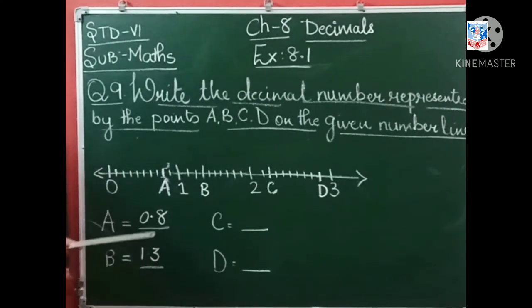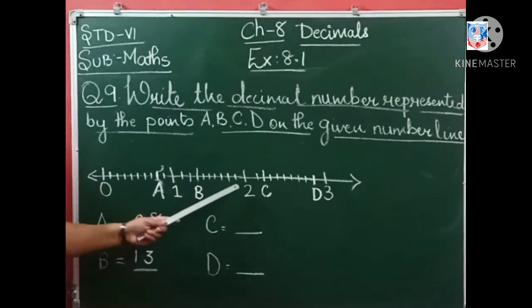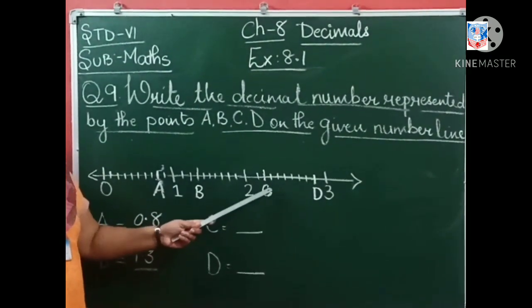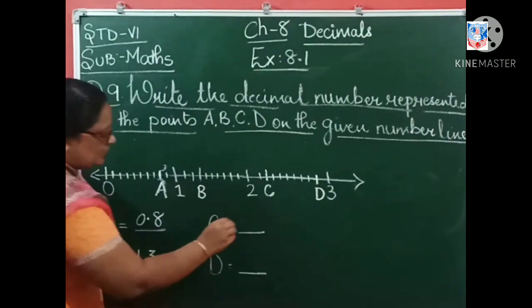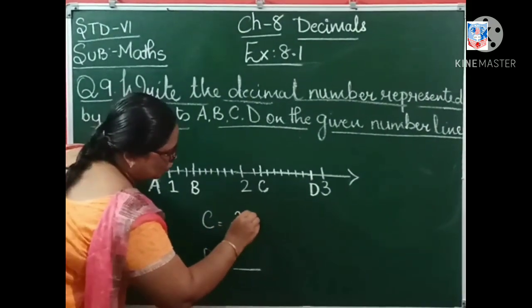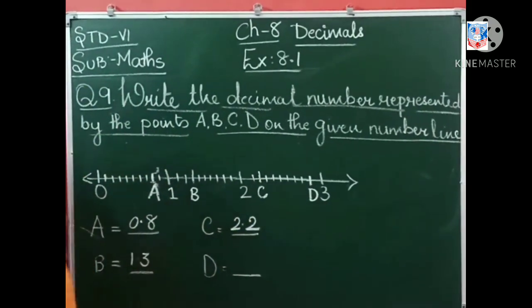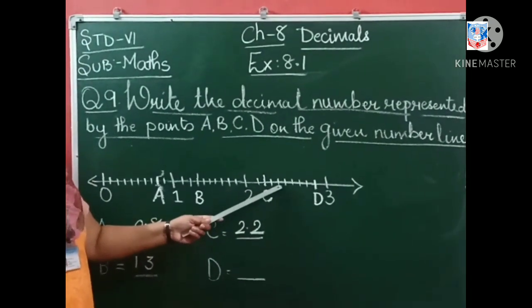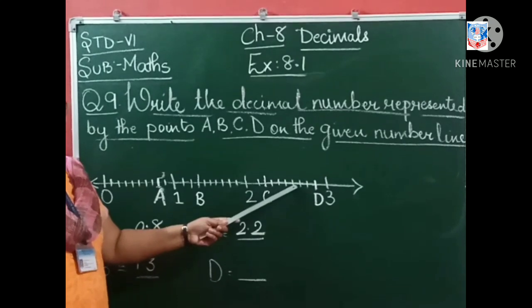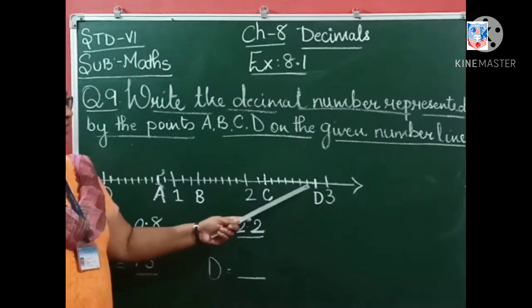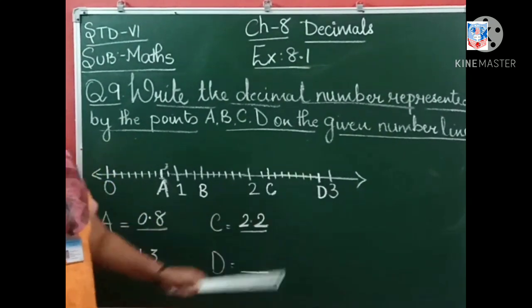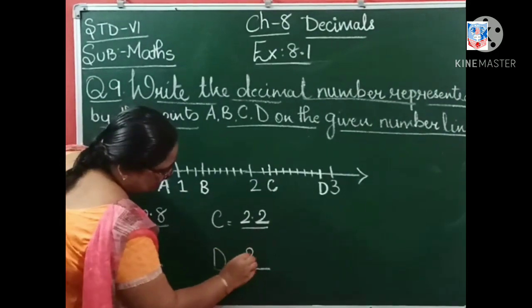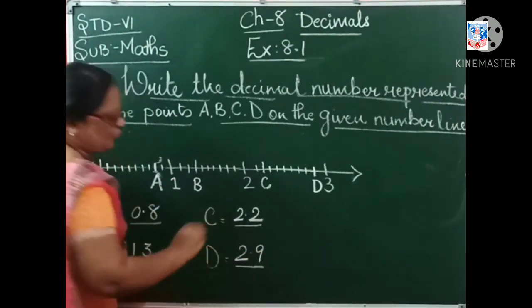1.3. Next is C. Where is C? 2.1 and 2.2. That means C represents 2.2. Next D. C is 2.2, 2.3, 2.4, 2.5, 2.6, 2.7, 2.8 and 2.9. That means D represents 2.9.